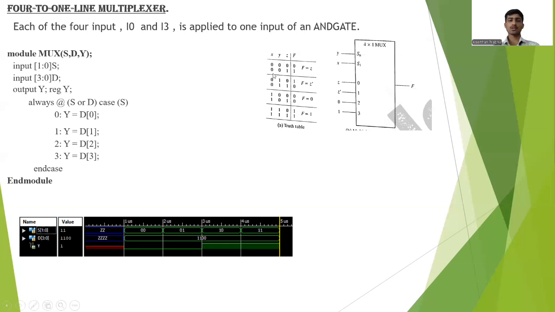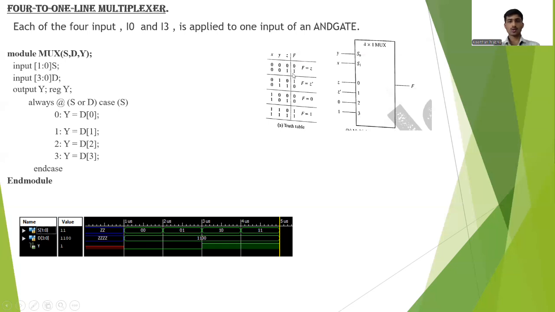And here, as we know, this is the 4 to 1 line multiplexer. We have divided it into 4 parts, where we can see it contains 4 inputs and 1 output line.